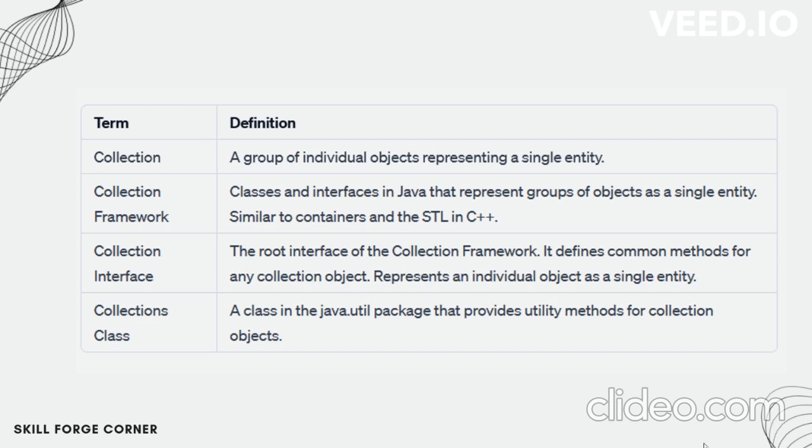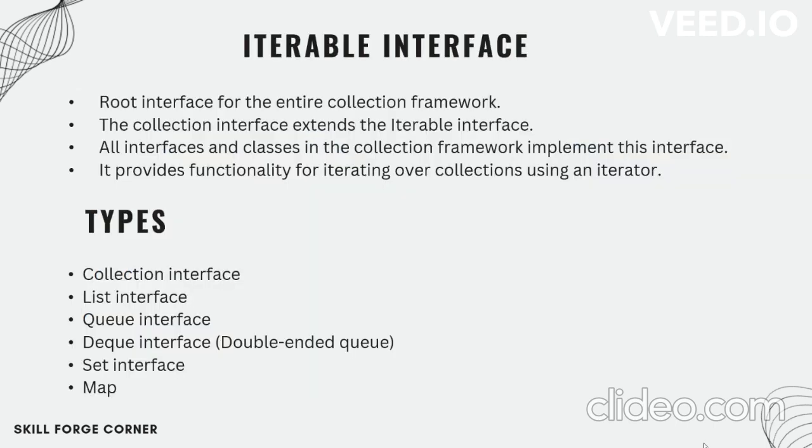Now let's move to the iterable interface. This iterable interface is the root interface for the entire collection framework, and the collection interface extends the iterable interface. Therefore, inherently, all the interfaces and classes implement this interface. The main functionality of this interface is to provide an iterator for the collections. There are various types of interfaces like collection interface, list interface, queue, dequeue, set, and map interface. In this video, we'll be seeing about the collection interface and list interface, and in further videos, we'll be seeing about all these interfaces in detail.